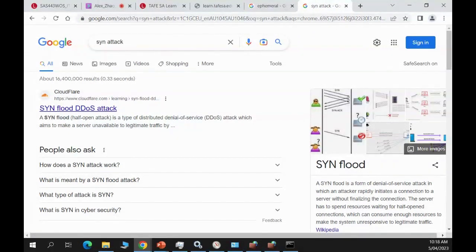It's a DDoS. Okay, heard of the term DDoS? What does DDoS stand for? Distributed denial of service, okay? Denial of service means it's stopping your server from responding or communicating with its legitimate clients.